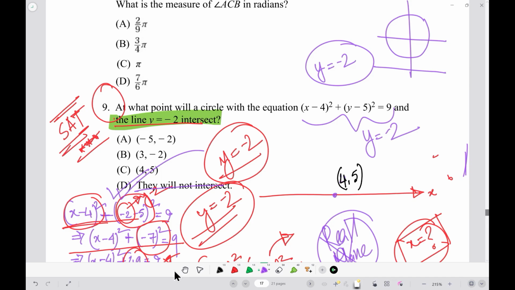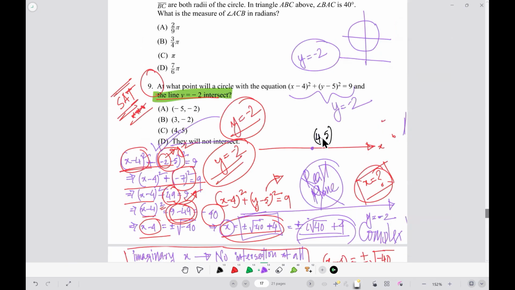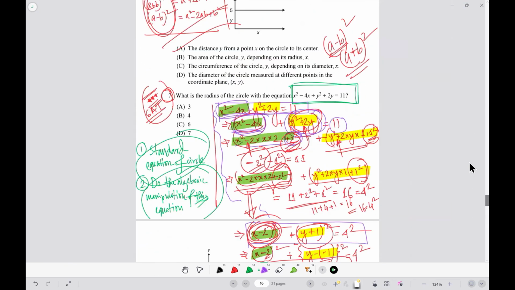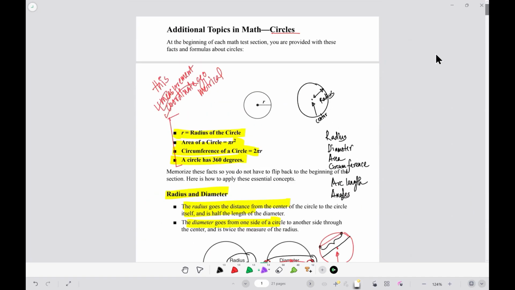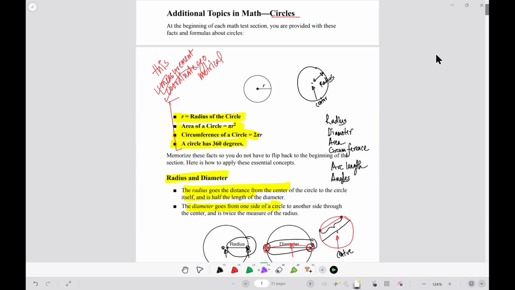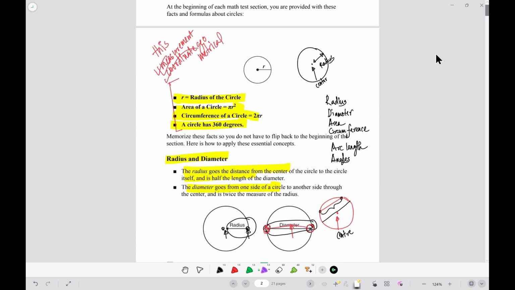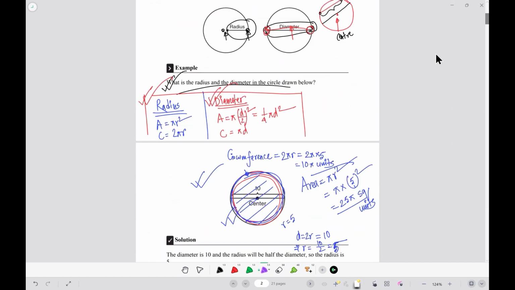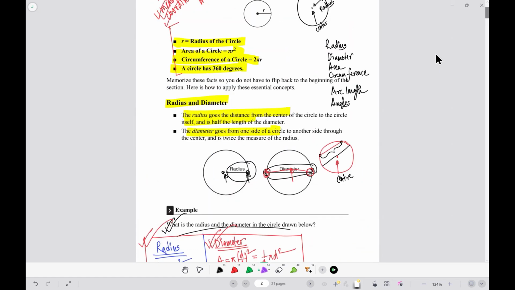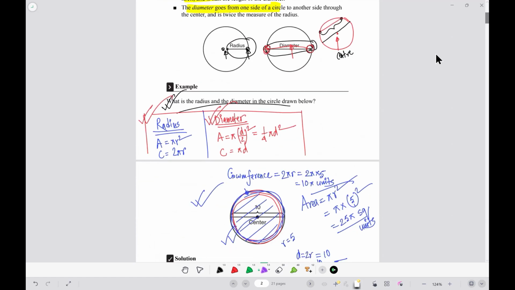So just for a brief summary, what we have studied today: we have talked about circles, radius, the area, circumference, the angle, radius and diameter, the difference between radius and diameter, and the relationship between radius and diameter, the area and circumference formula for a circle in terms of radius, and the area and circumference formula for a circle in terms of diameter.